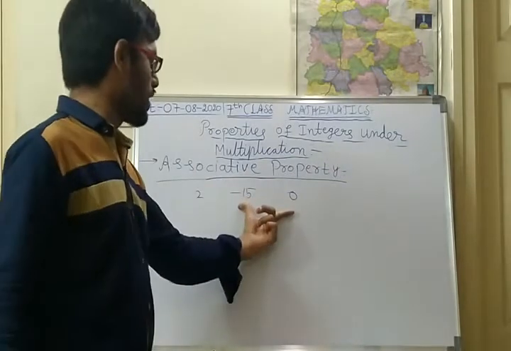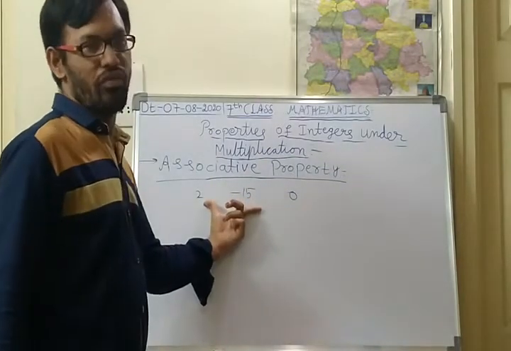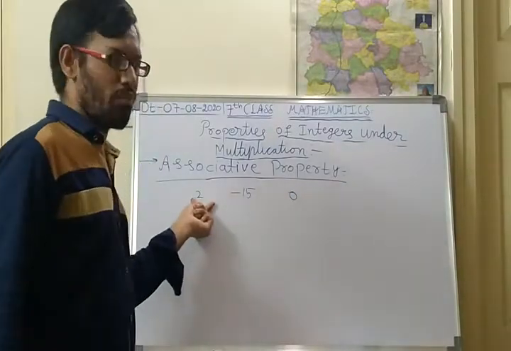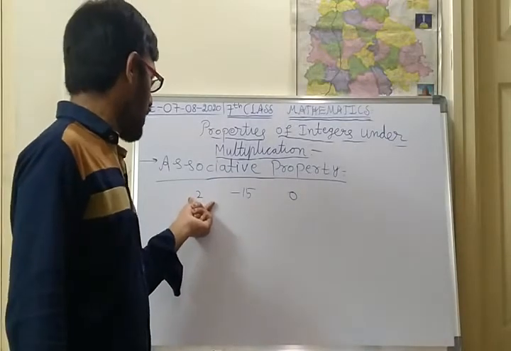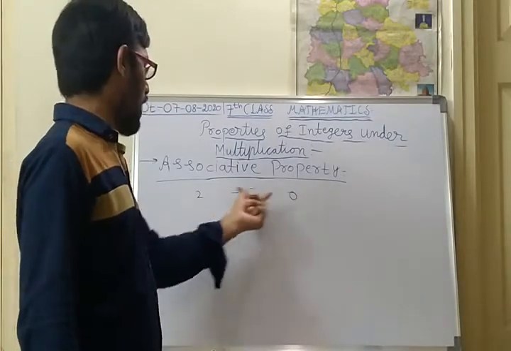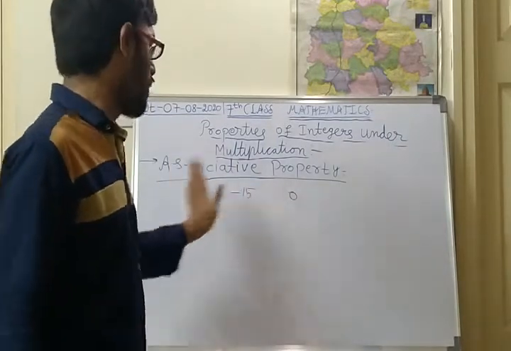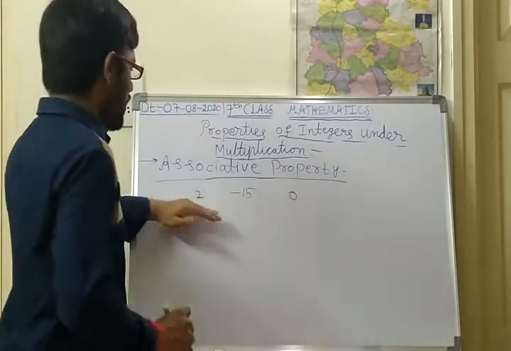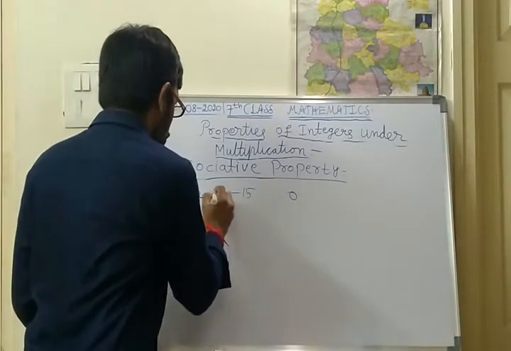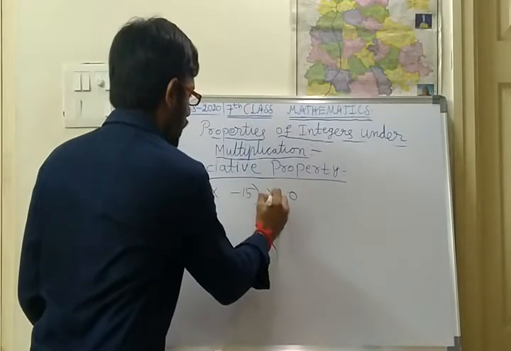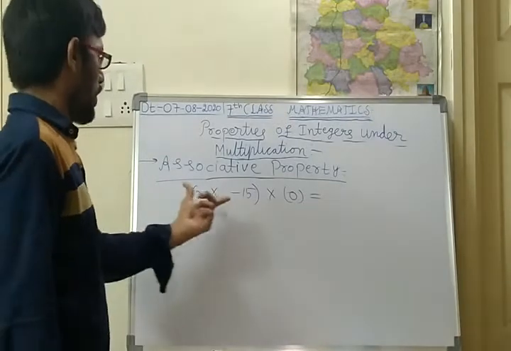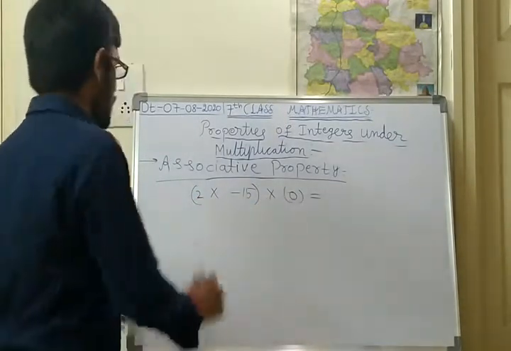These three numbers are of three different categories. 0 is a whole number. 2 is also a whole number, but it is a positive number, that means a natural number. Minus 15 is a negative number. So the three are lying at different places on the number line. For these three numbers we now have to apply the formula: (2 into minus 15) into 0, what will be the result? We have to find out, a into b into c.